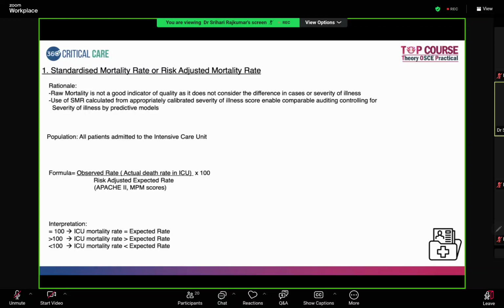So the formula is pretty straightforward. The observed rate, that is the actual death rate in ICU, divided by the risk-adjusted expected rate. So I'll explain it very simply. You have an ICU where you had 100 admissions, and among that, 10 patients had died. So you take that number of patients who have died as a percentage and divide it by the risk-adjusted expected rate. That is the Apache 2 score.